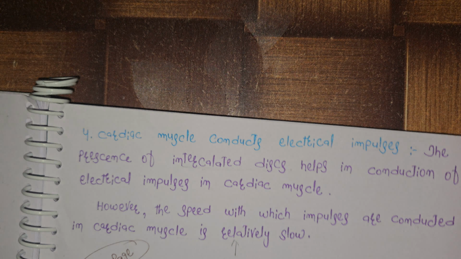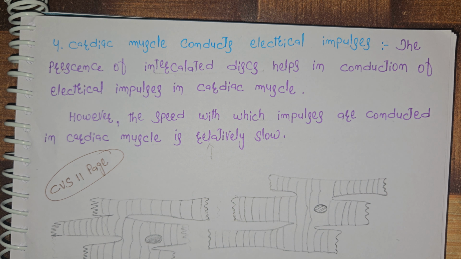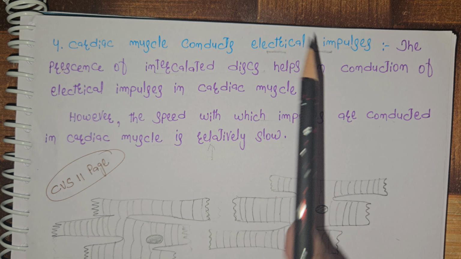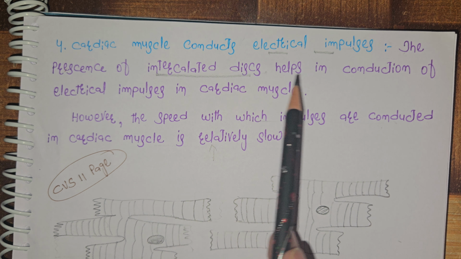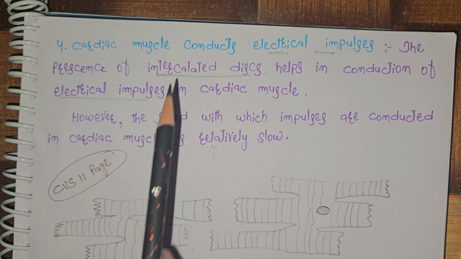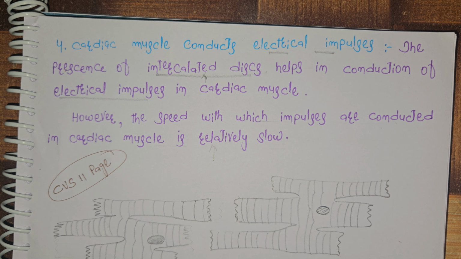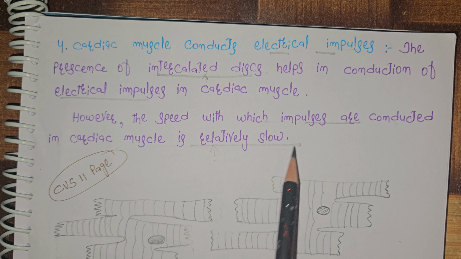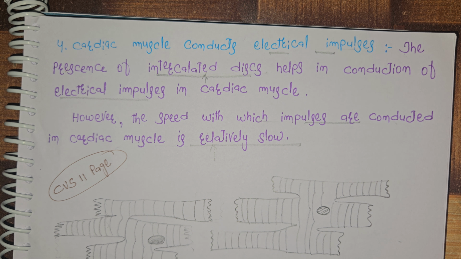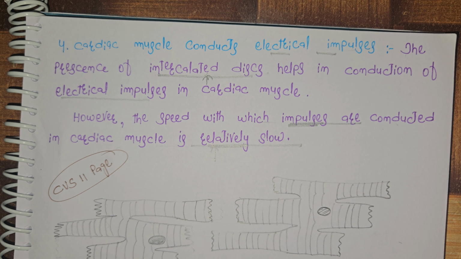Moving on to the fourth physiological characteristic of a cardiac muscle, that is cardiac muscle conducts electrical impulses. It is self-explanatory. The presence of the intercalated discs helps in the conduction of electrical impulses. This is the point number 2. What are these intercalated discs? We will see in a minute. However, the speed with which the impulses are conducted in a cardiac muscle is relatively slow. So 3 points: cardiac muscle conducts electrical impulses, intercalated discs help in doing so, but the speed of those impulses is very slow in cardiac muscles.